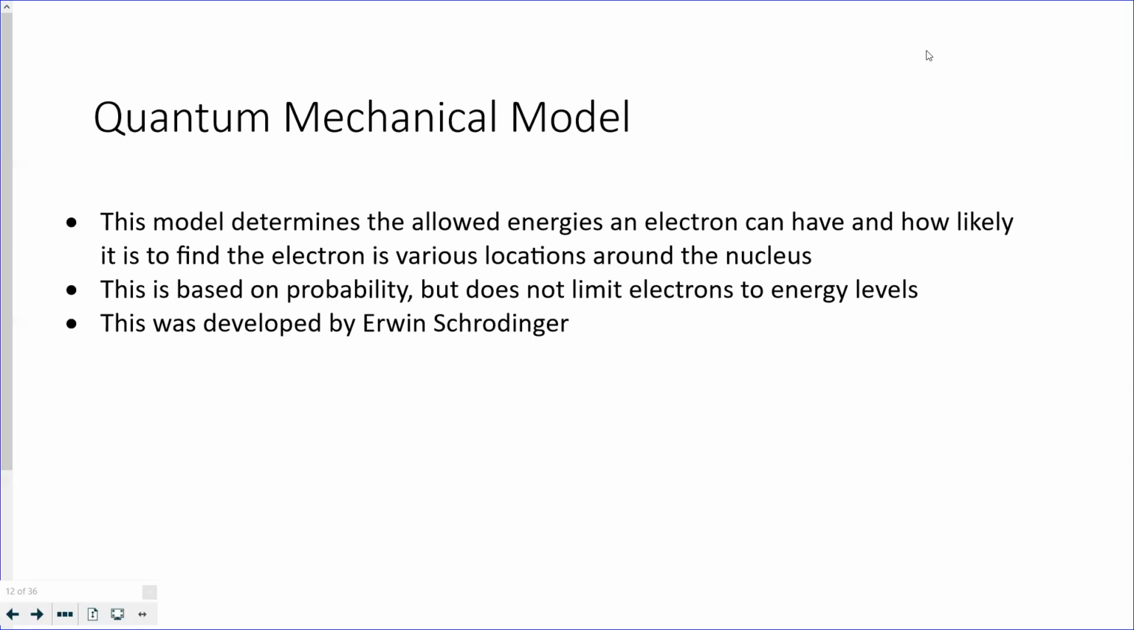So we have zones around the nucleus where we are likely to find those electrons. And this is based off of probability, but it does not limit electrons to energy levels. So this is where they're likely to be, but they can still be elsewhere around the nucleus. This model was developed by Erwin Schrödinger. He had mathematical equations to find these zones or areas.